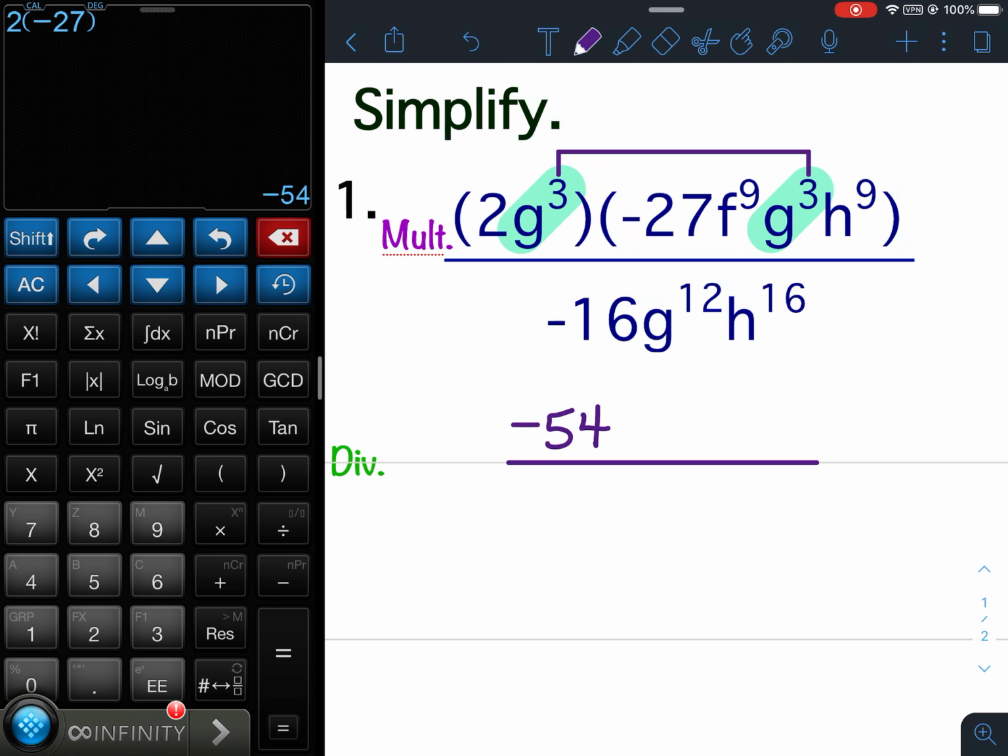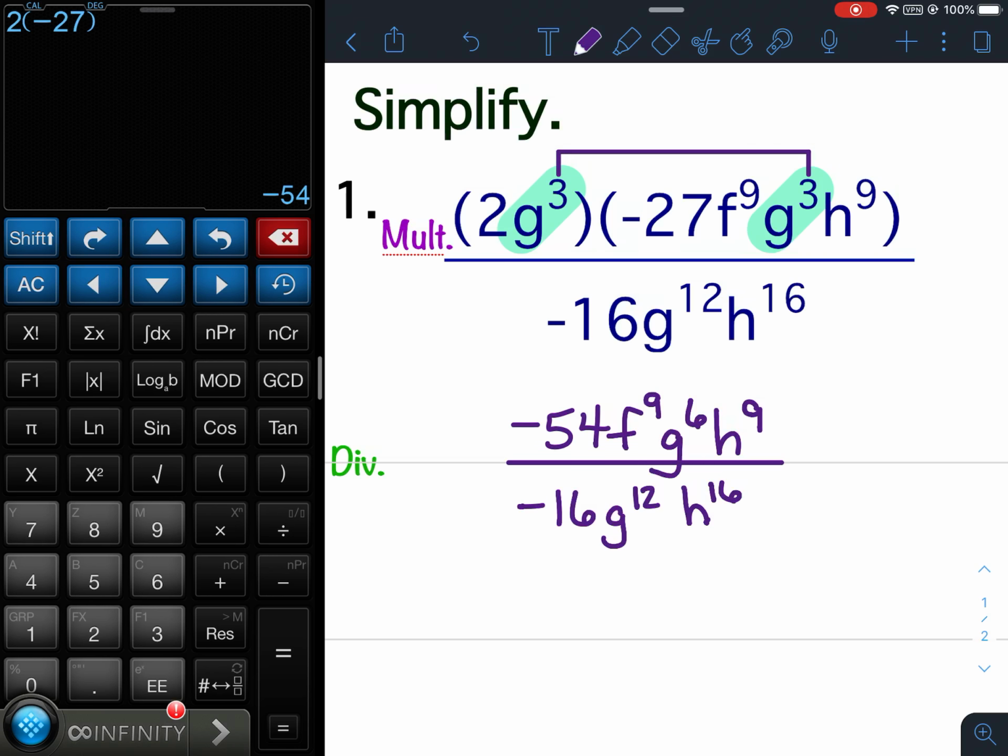I'm going to bring down all the exponents on top, though, in alphabetic order. So in alphabetic order, I would start with f to the 9th. And then g to the third and g to the third, when you multiply, you add exponents. So that would be g to the 6th. And then I'm going to bring down the h to the 9th. The bottom stays the same, so I just rewrite it. 16, g to the 12th, h to the 16th.